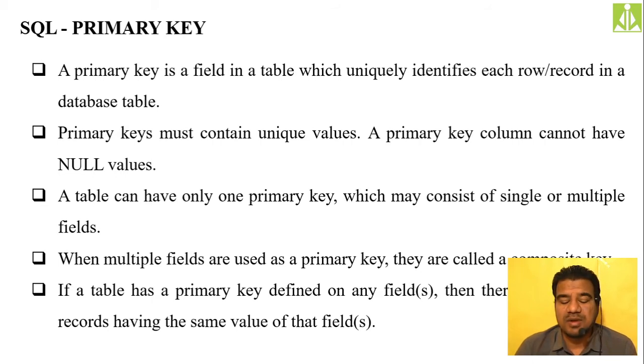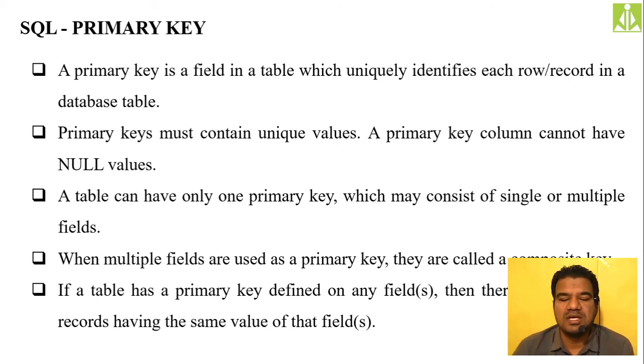If a table has a primary key defined on any field, then there cannot be two records having the same values of that field. Collectively, it will check for uniqueness. If a particular roll number is assigned to some student, that same roll number cannot be assigned to other students. In DBMS, you need some thinking ability: how the records differ and how we manipulate them by imposing constraints takes some effort to think. Hopefully you understood. So this is about primary key.